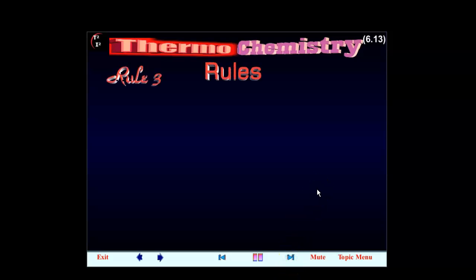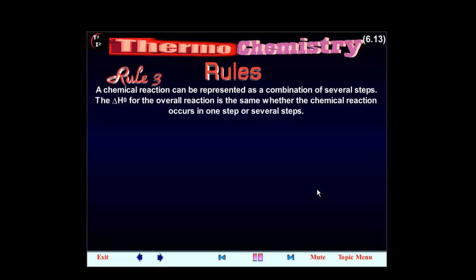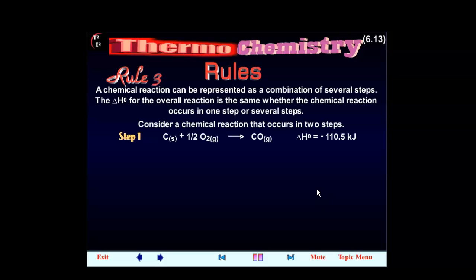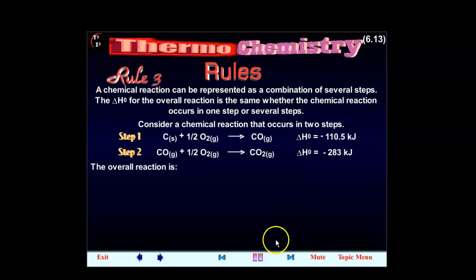Rules. Rule 3. The delta H for the overall reaction is the same whether the chemical reaction occurs in one step or several steps. Consider a chemical reaction that occurs in 2 steps. Step 1. Step 2. The overall reaction is.